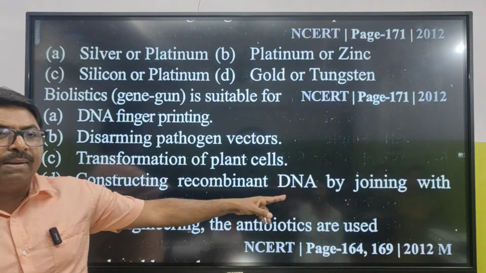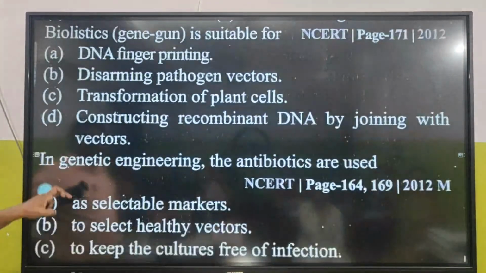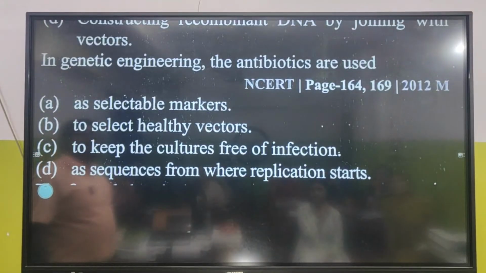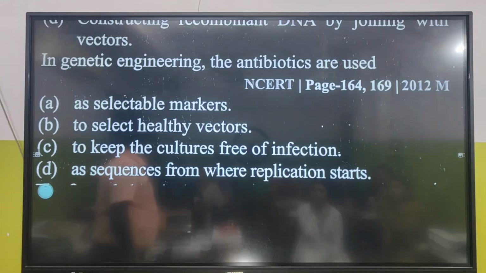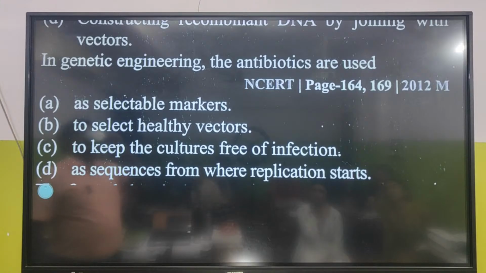constructing recombinant DNA by joining with vectors. In genetic engineering, the antibiotics are used as selectable marker. Have a check. Give a second thought. Sir, option C.